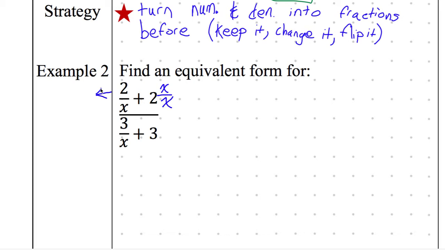Why are we multiplying by x over x? Is that the question? So we need to turn the numerator and denominator into fractions. Right now we have a fraction with a non-fraction. We want this all as one fraction. But I can't add 2 over x plus 2 because 2 does not have the denominator x. We have to have common denominators. So in order to get common denominators, we can multiply by x over x, and therefore our denominator is now x. We have common denominators.